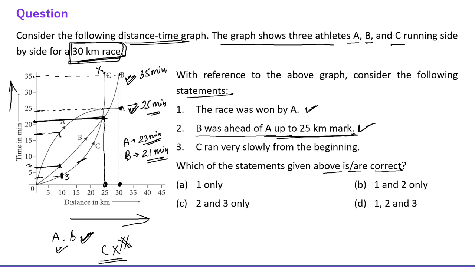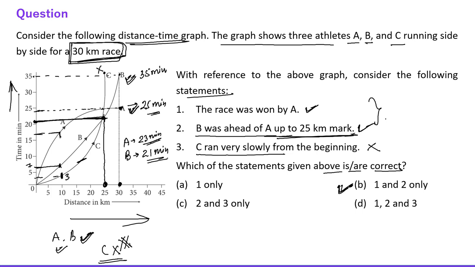So initially C was running very fast actually. The third statement says C ran very slowly from the beginning. This is not correct, right? So the first two statements are correct, one and two only. This is choice number B. Option number B is the right answer. Okay, everyone, fine. This is actually a very good question, right? Here, you have to interpret the data very correctly. This is a good question.